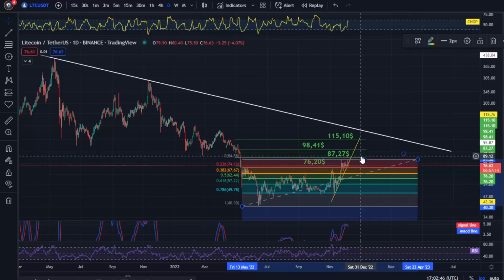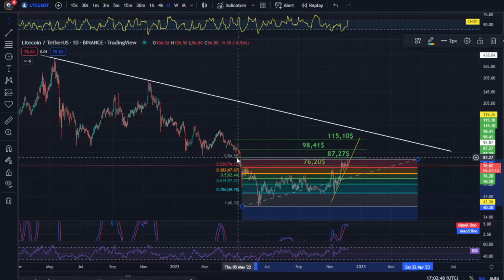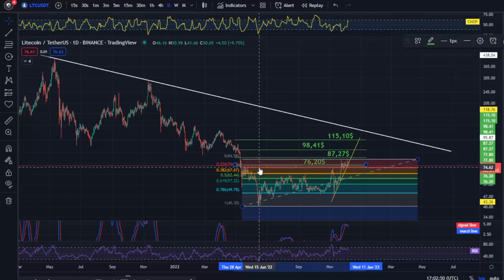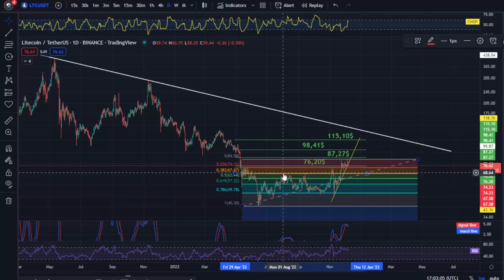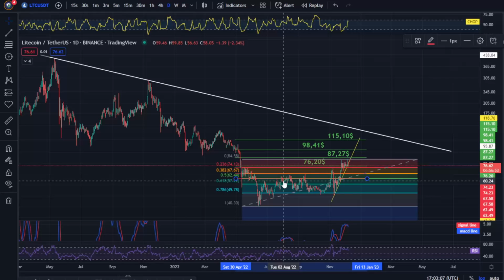Since we have determined resistances, let's check where the price can find support, and here we have the closest support at $74.23. If the price goes lower, the next support is $67.58, $62.40 and $57.14.